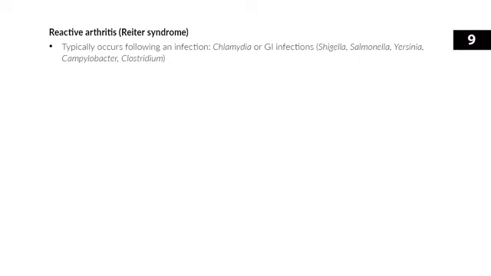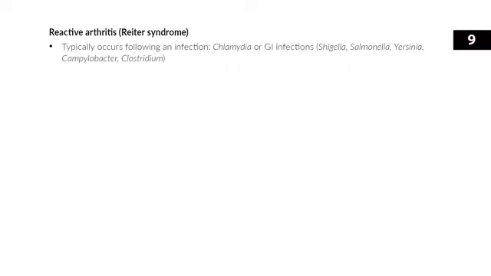Then there is the I in the mnemonic, which stands for IBD, inflammatory bowel disease, and that's going to be covered elsewhere in the lecture, but ulcerative colitis and Crohn's disease can both have an arthritic component, a spondylitis or a polyarthritis. Then there's reactive arthritis. This is a form of arthritis that typically comes on following certain infections, typically either chlamydia or gastrointestinal infections, classically Shigella, but also things like Salmonella, Yersinia, Campylobacter, and maybe Clostridium.